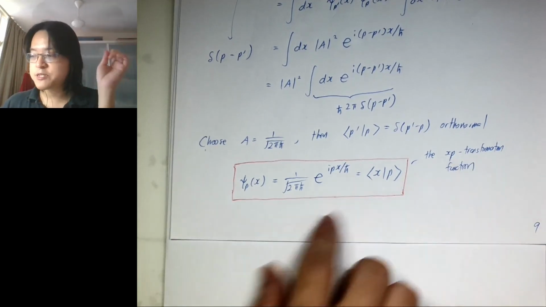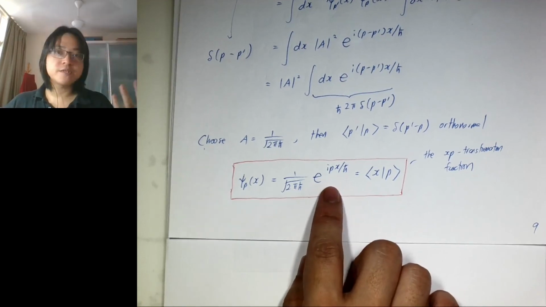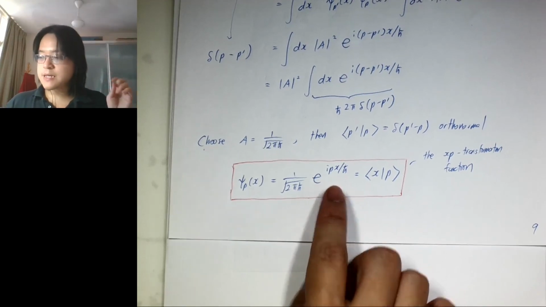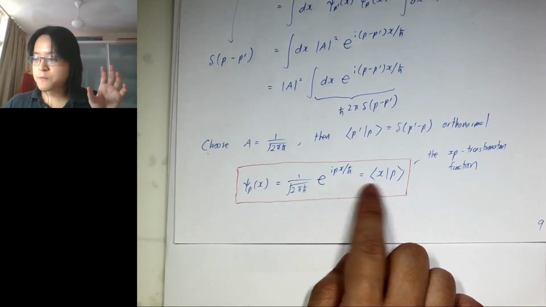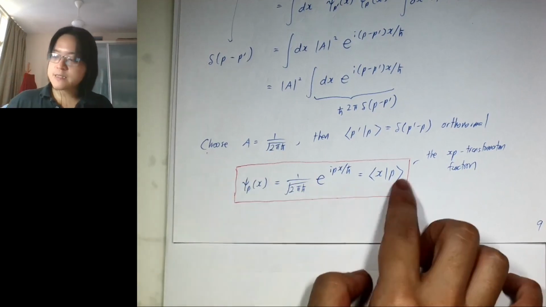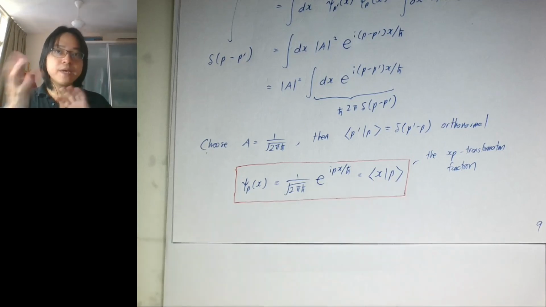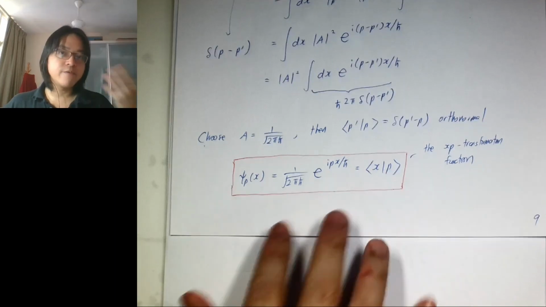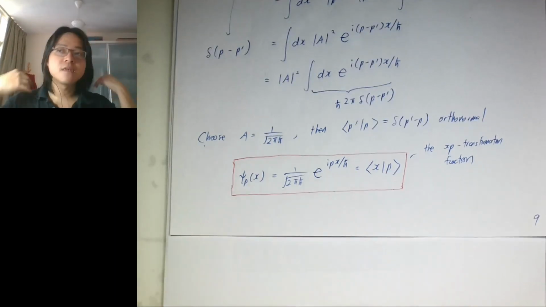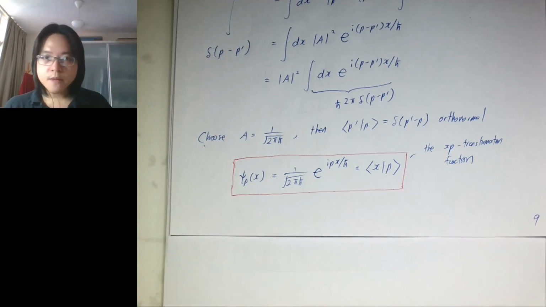It's called the xp transformation function, and it is kind of like the origin of the Fourier transform I mentioned last time. One way to see this is that it is like taking an eigenstate of p and expressing it as a function of x. So p and x are complementary variables, and this relation is going to be very useful to derive a lot of results connecting position and momentum. Let's see if you have any questions.